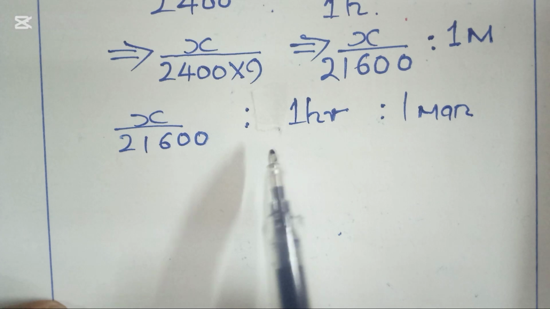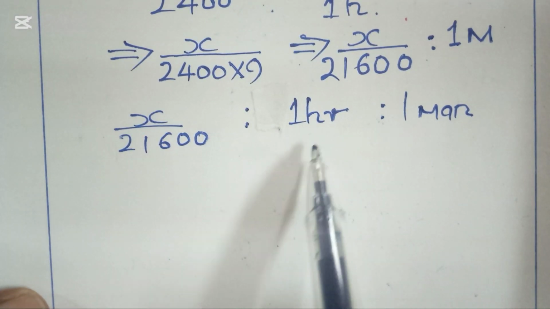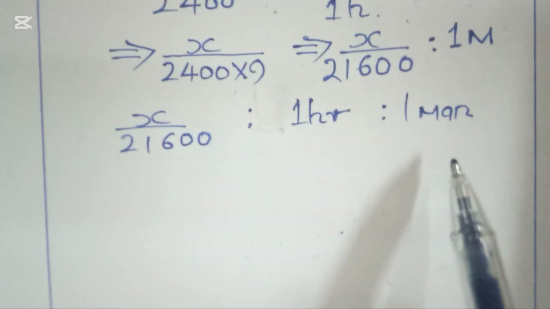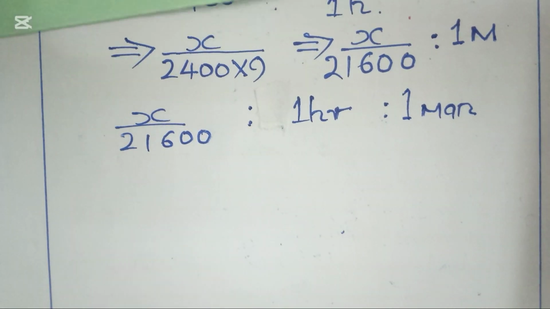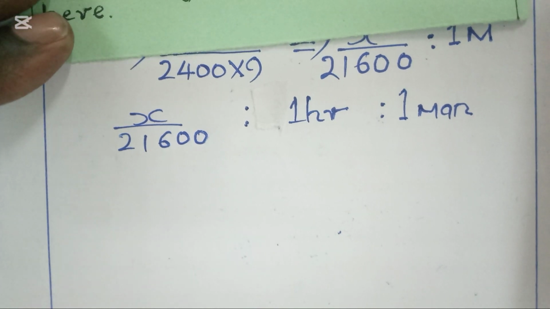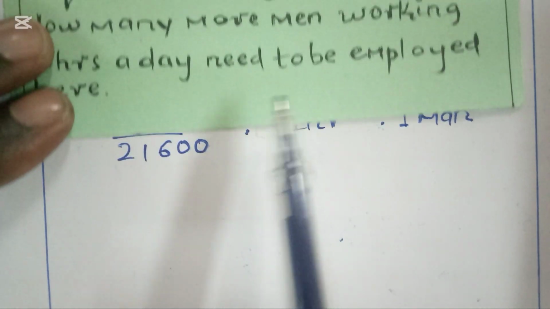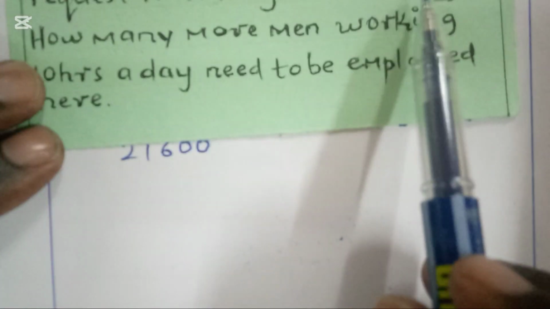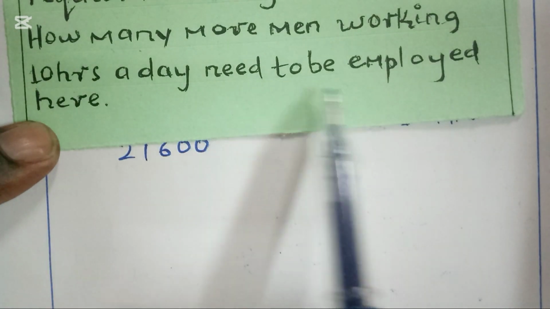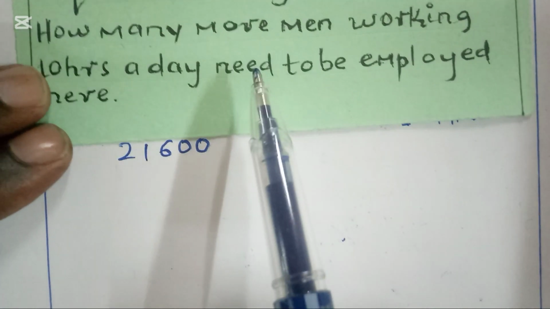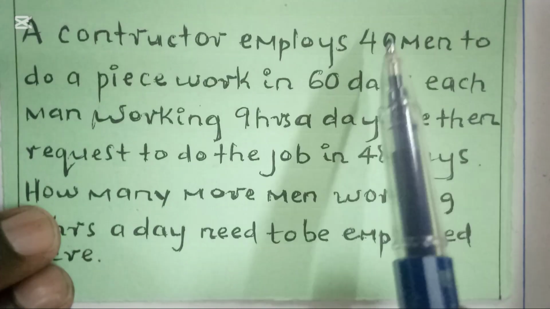So guys, after having found that x all over 21,600 is work that can be done in 1 hour by one man, now we go back again. We are talking of doing the same work, but our work is actually x. Now in 48 days, how many more men working 10 hours a day need to be employed? So we are going to look for the men that need to be employed, and then after that we are going to take away from 40.